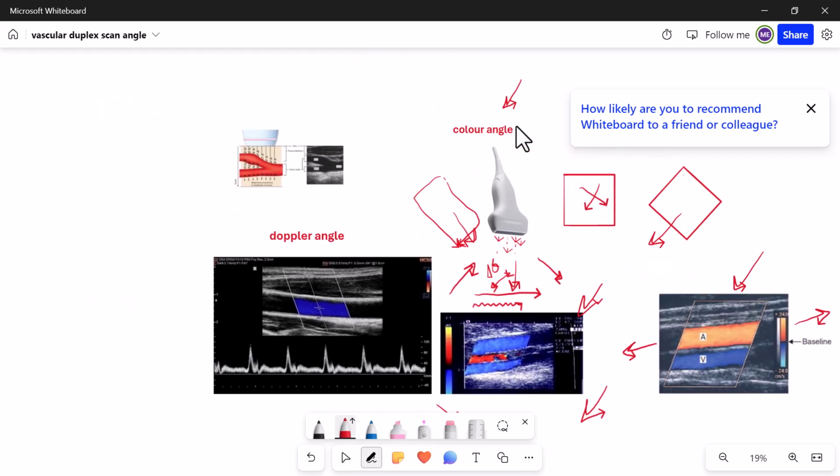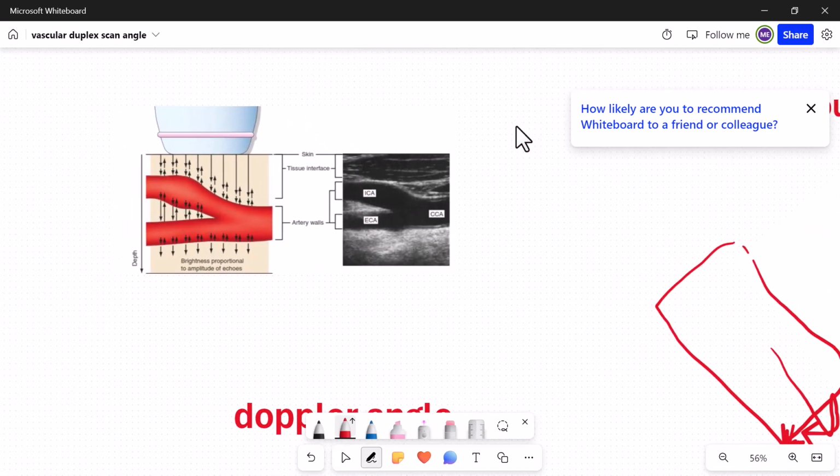Now, this is the tissues if you don't use color at all. When you are not using colors, this is just called B mode. When you are using B mode, you can see there is a reflection of the ultrasound wave in the anterior border and the posterior border of the blood vessels. So you will get a reflection like that, but you don't have any information about what is going on inside the vessel. So this is called B mode.